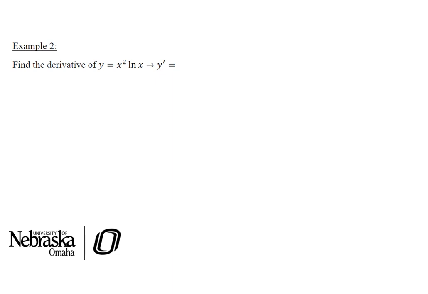Find the derivative of y equals x squared times natural log of x. So we have the product rule. So we would take the first term times derivative of the second. Derivative of natural log of x is 1 over x, plus the second term times derivative of the first. Derivative of x squared is 2x. And if we simplify this, x squared times 1 over x is just x, and then we're going to write our 2x in front of the natural logarithm.